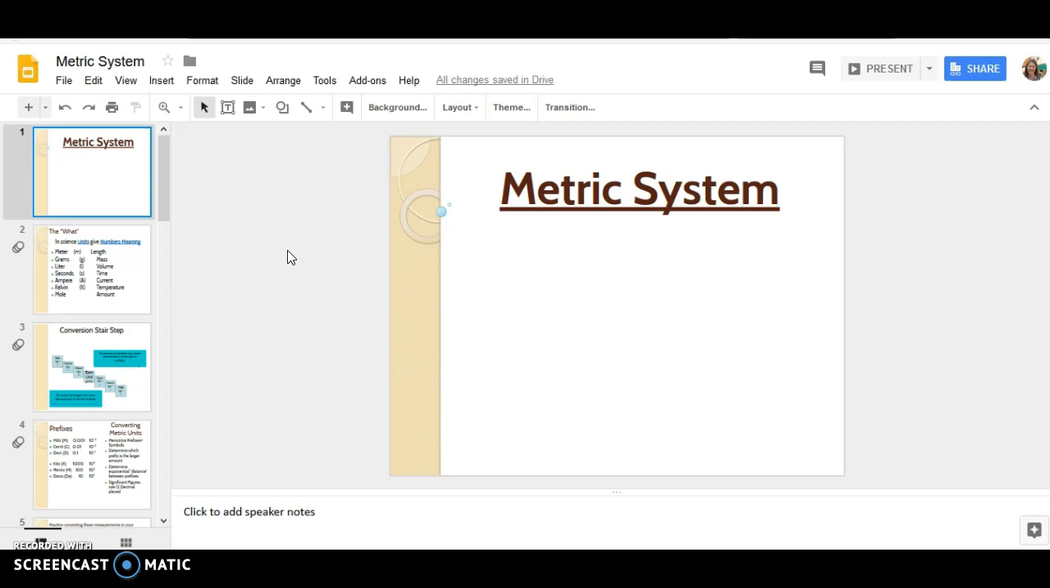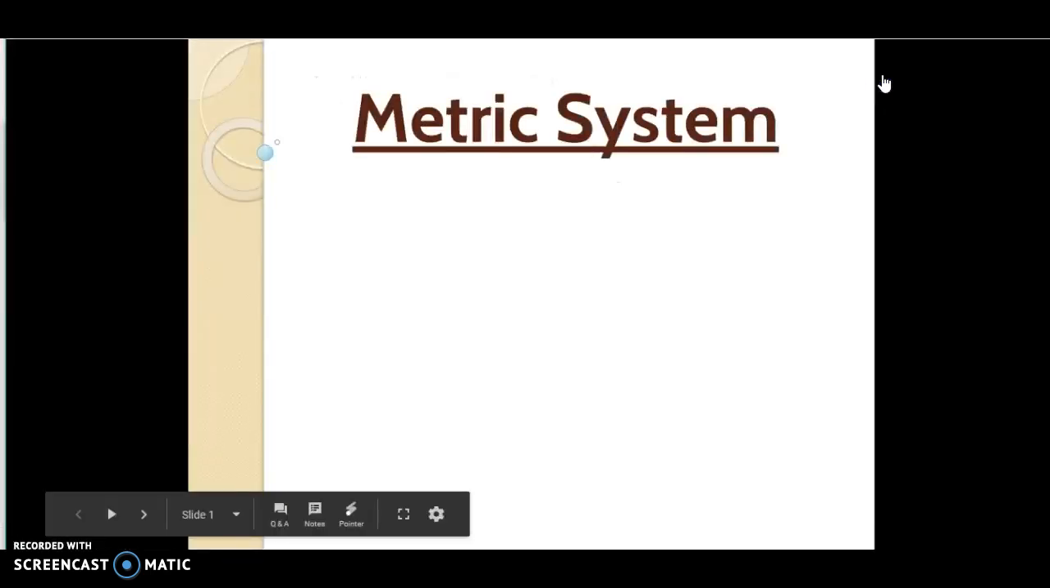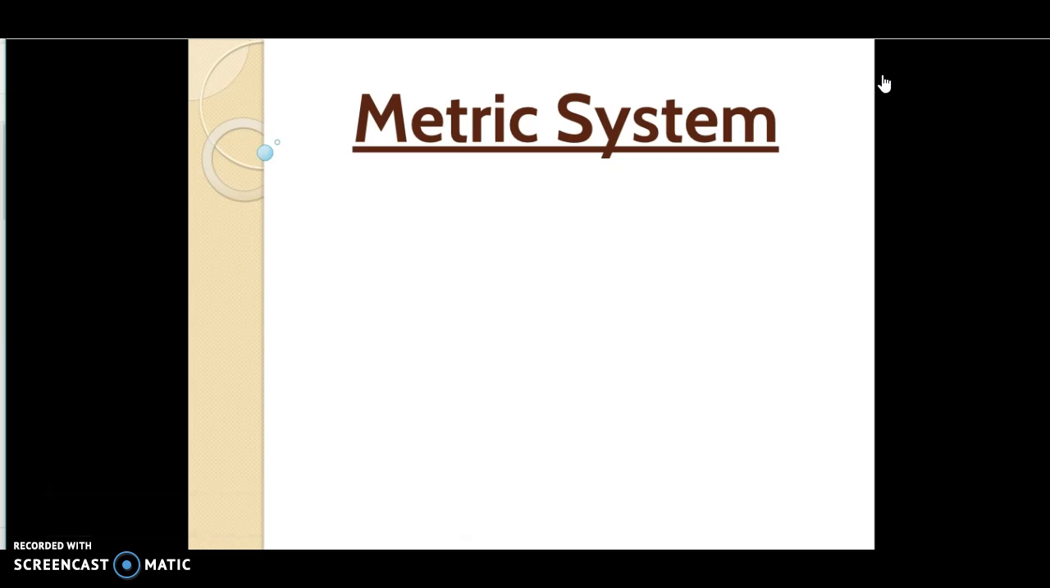Most of the notes, actually all of the notes, are going to be best viewed in present mode. So if you click on present here, it will bring you to a full screen slide, which allows you to take it step by step as I would be walking you through in the video.